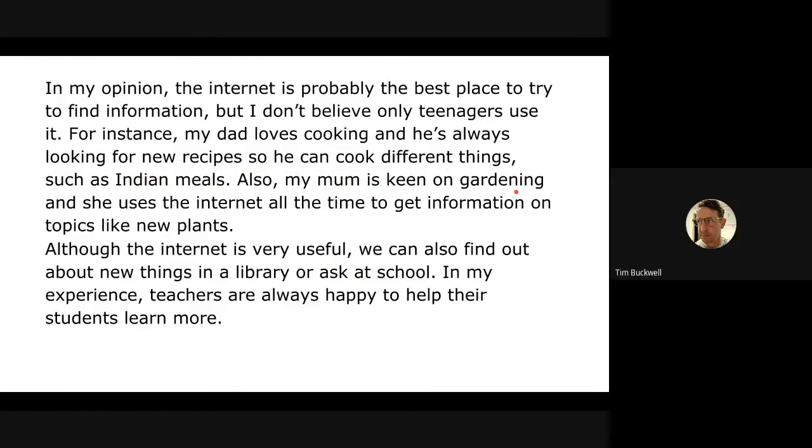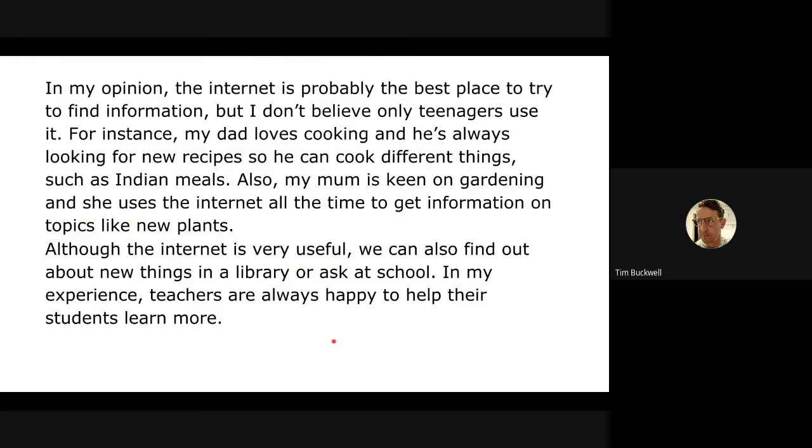Also, my mum is keen on gardening, and she uses the internet all the time to get information on topics like new plants. Although the internet is very useful, we can also find out about new things in a library or ask at school. In my experience, teachers are always happy to help their students learn more.